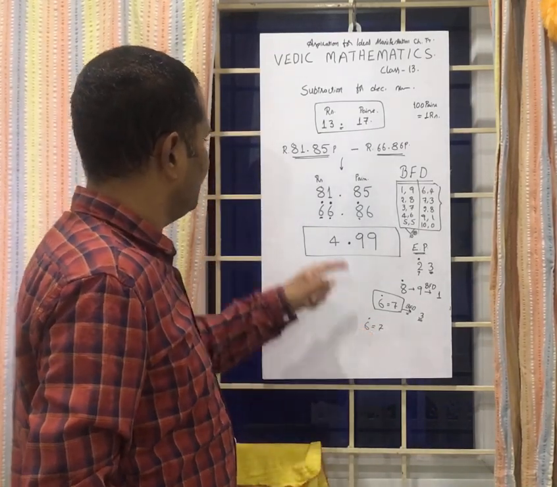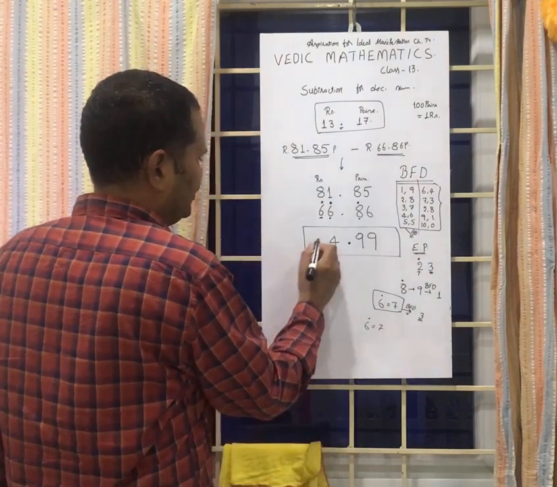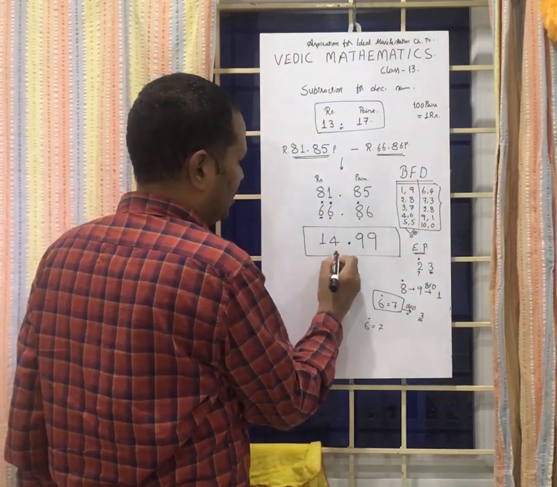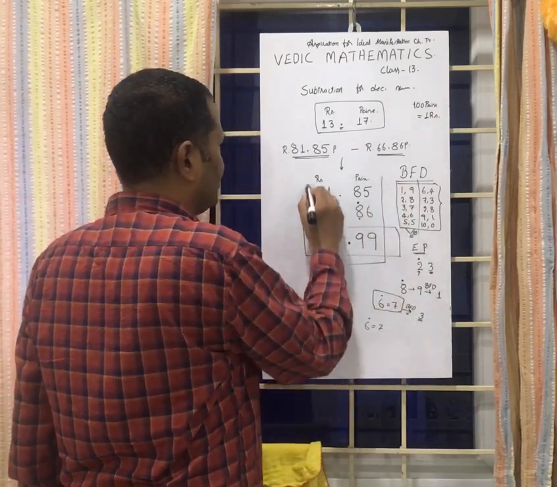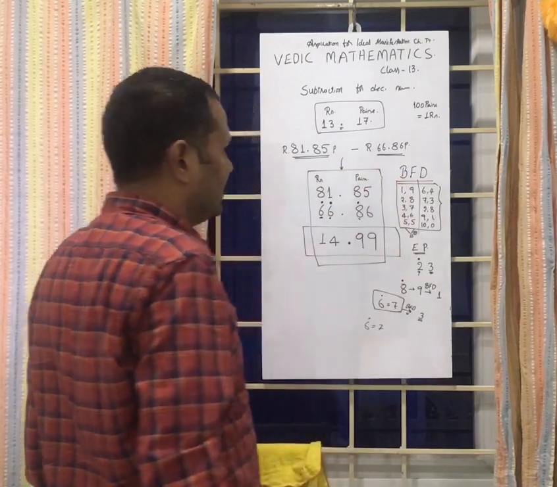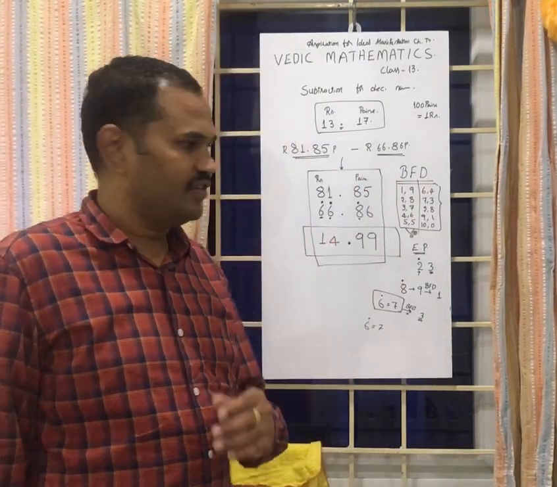Can you subtract this 7 from 8? Is it okay directly? Yes. That is 1. 8 minus 7 is 1. So, we understood the decimal number subtraction using the Ekadhikena Purvena and recollecting the definition of best friend digit.